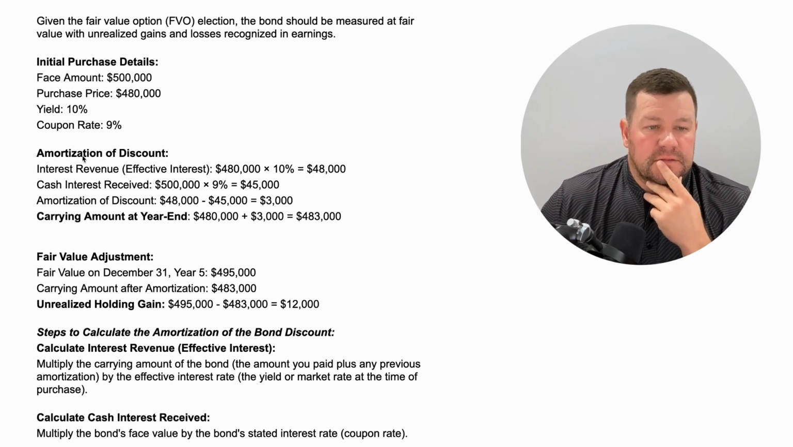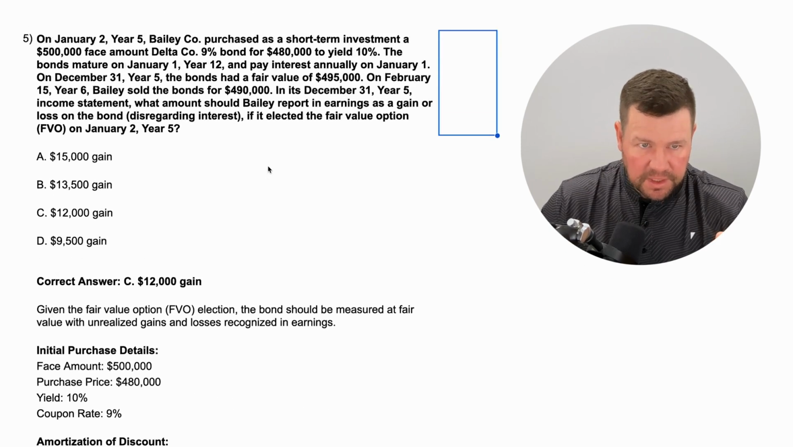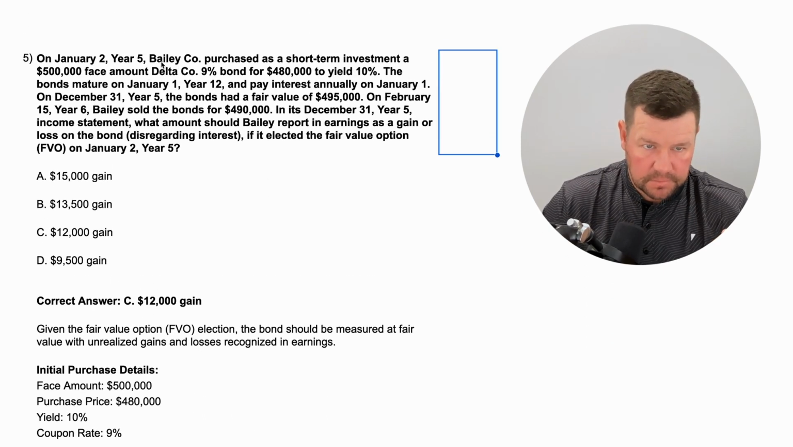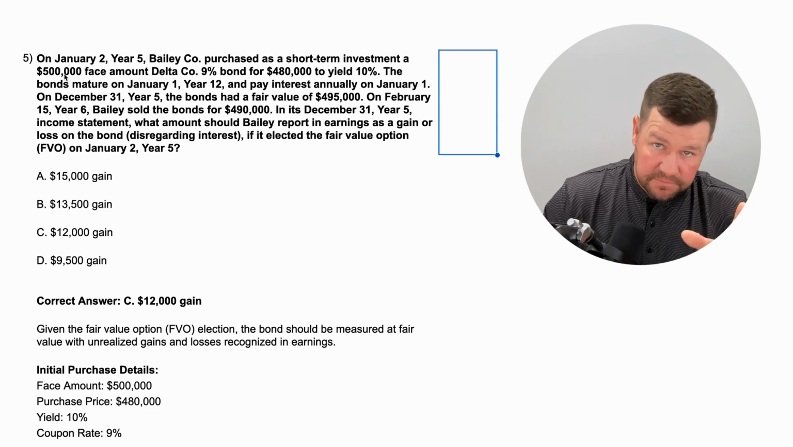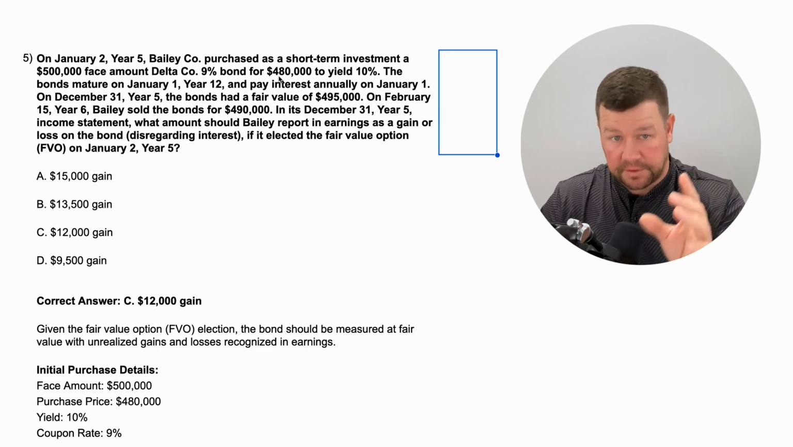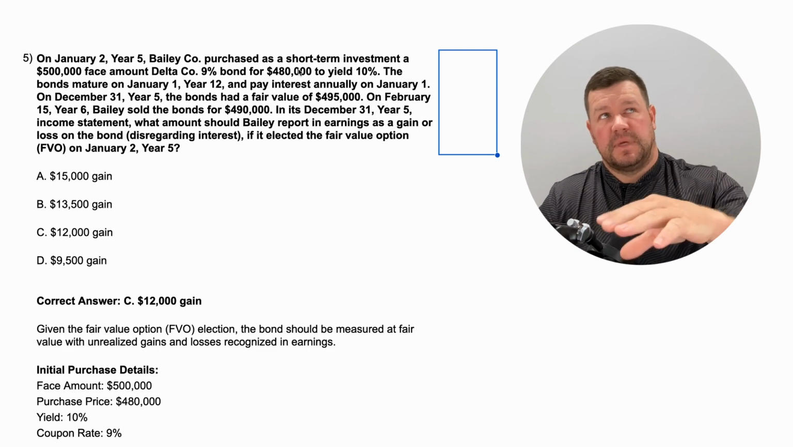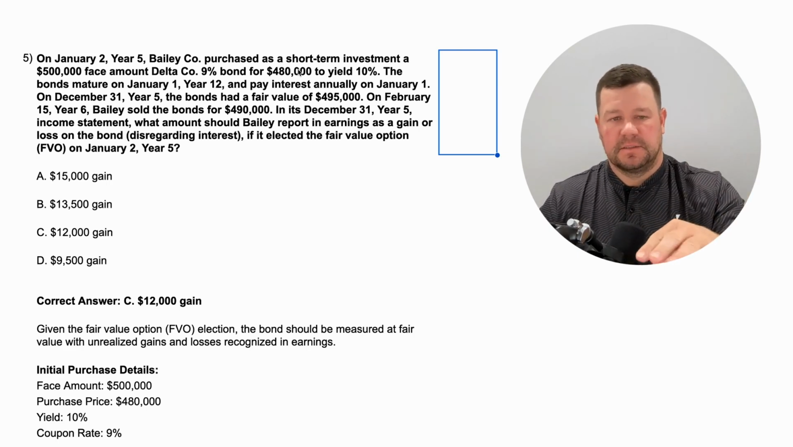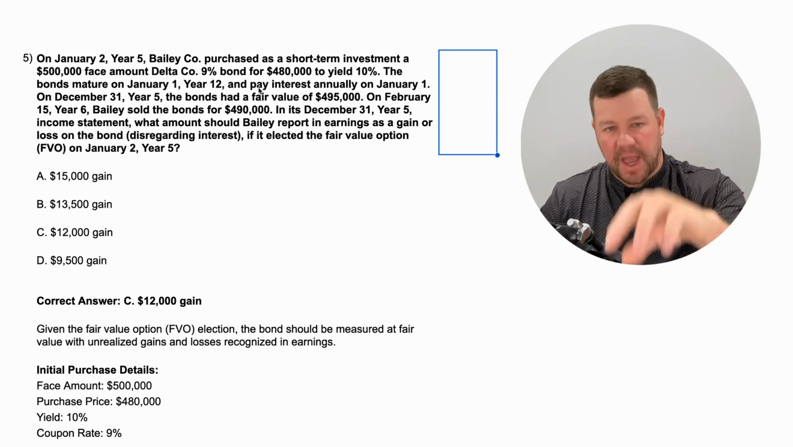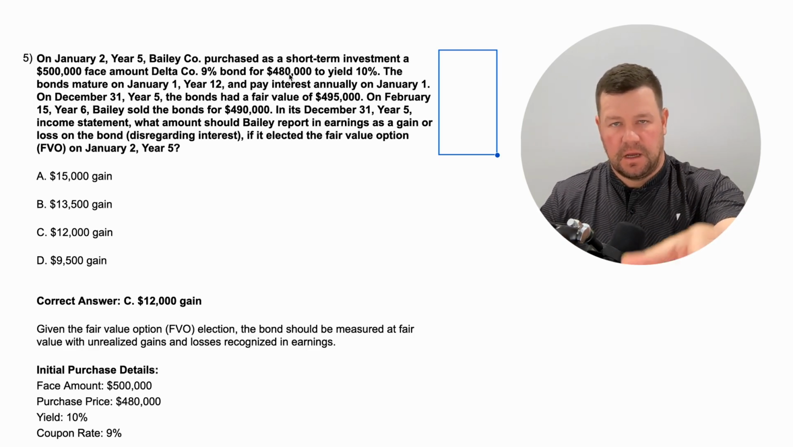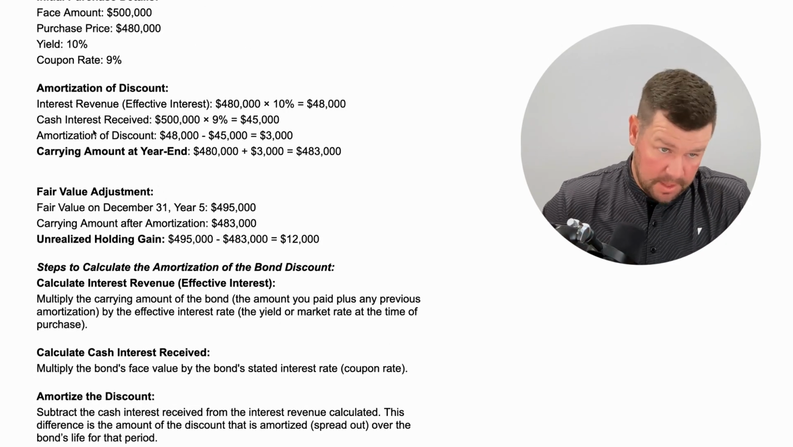To get the amortization of the discount, because our investor company, Bailey, bought the $500,000 face value bond for $480,000, as that discount is amortized, because it's a discount, we're going to be adding back to the original value. So anyways, here's the calculation on that.